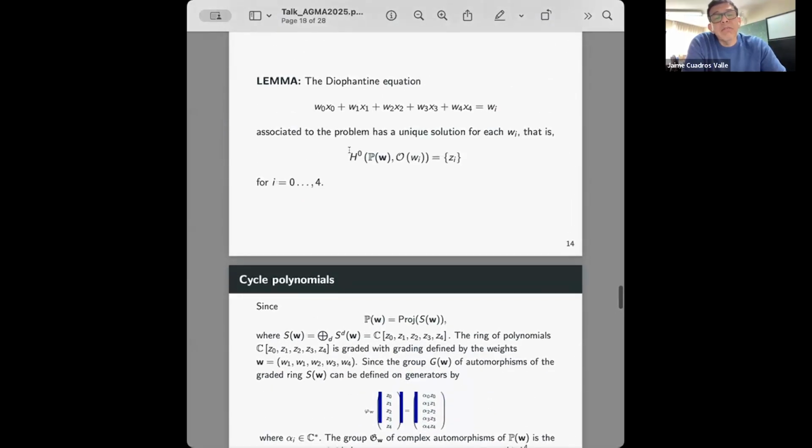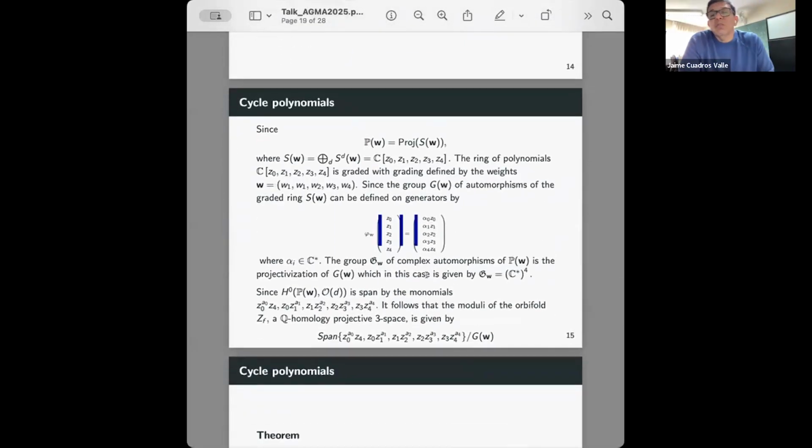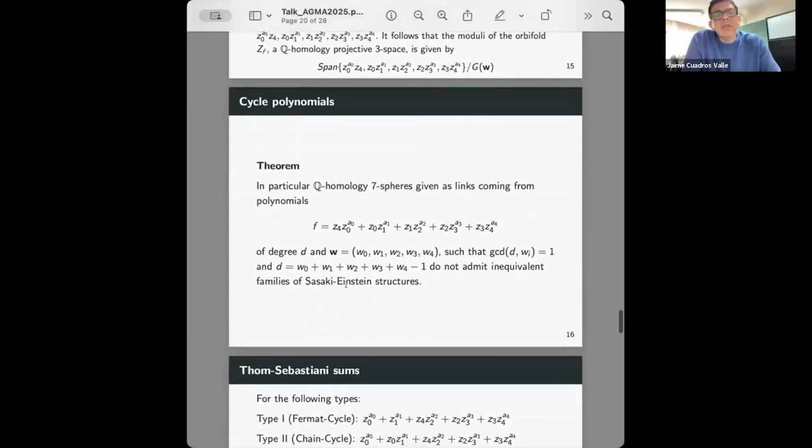For each, those come from, of course, these restrictions. And it's not a surprise, at least for us, that the dimension of the moduli is 0. So there are no nontrivial deformations for the orbifold, and therefore there are no nontrivial deformations for the links.